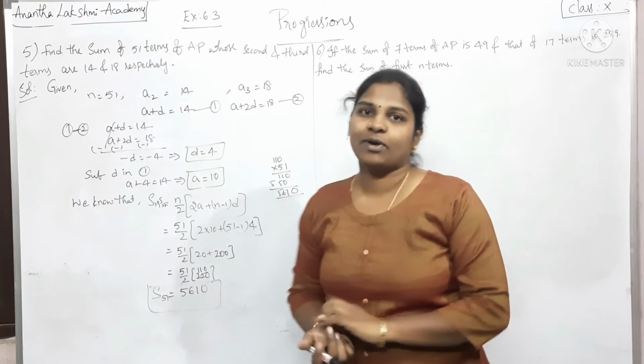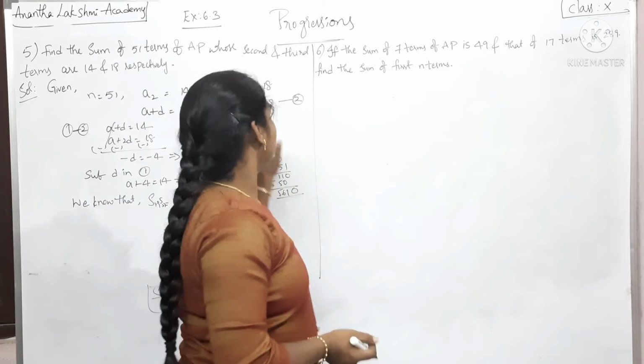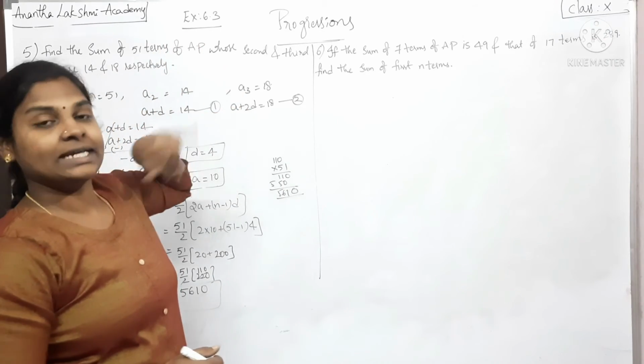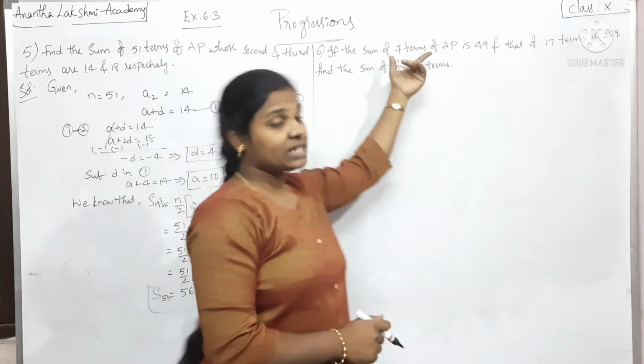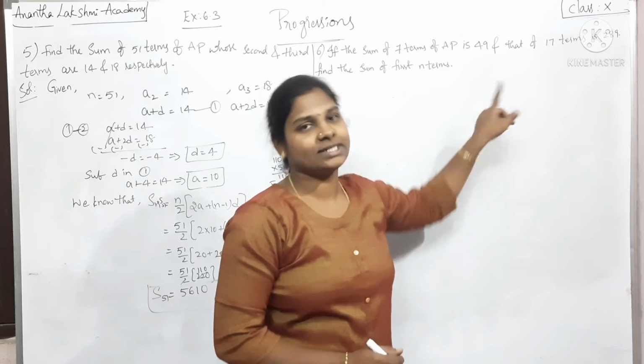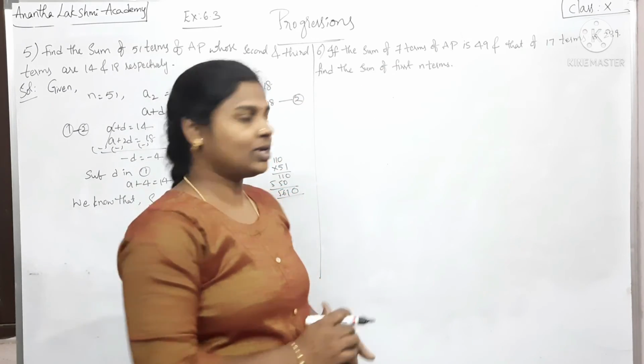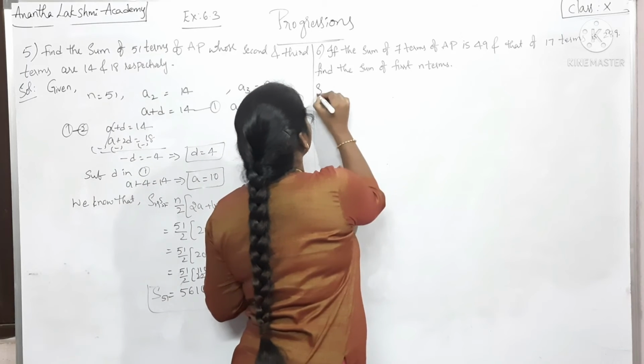Let's take a look at problem number 6. In problem number 5, the second term, third term like that was given. Here the sum of 7 terms and the sum of 17 terms is given. From there we need to figure out the sum of first n terms. Okay, so let's get started.